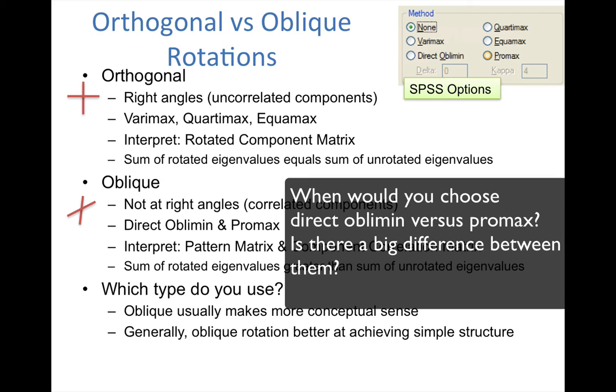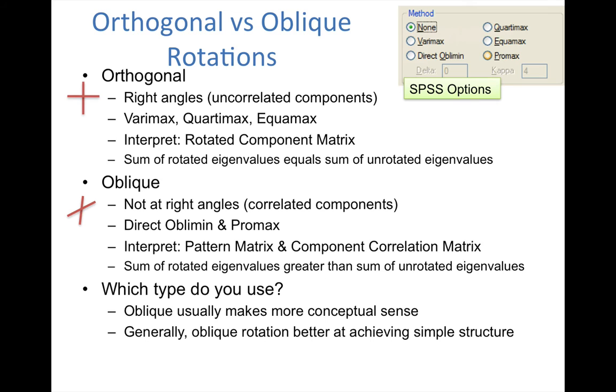What might make you choose a direct Oblimin instead of Promax? Is there a big difference between them? I don't think so. To be honest, I'm not sure. There are whole literatures you can read about what difference it makes and what the pros and cons are. I think there's a fairly decent difference between oblique and orthogonal because it's saying we're going to let these factors correlate or not. You can always train your intuition by trying it different ways, and generally you'll find it doesn't make much difference really.